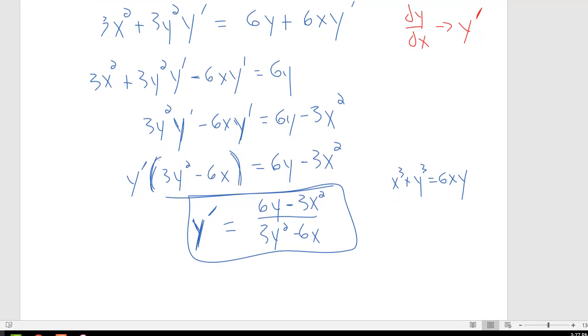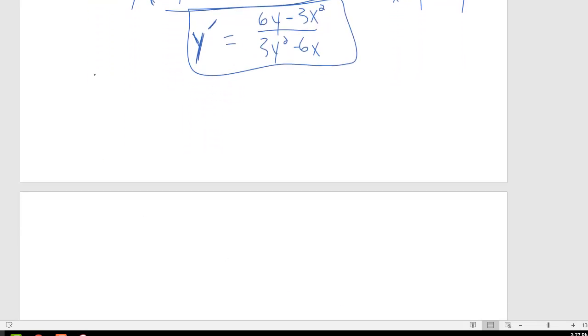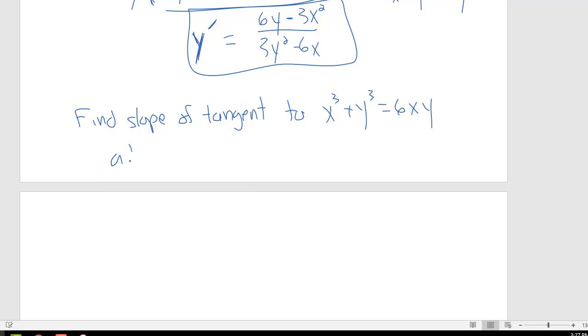So let's go ahead then and find the slope of the tangent at (3, 3). So let's say we're doing part B here, right? Let's find the slope of the tangent to x cubed plus y cubed equals 6xy at the point (3, 3).